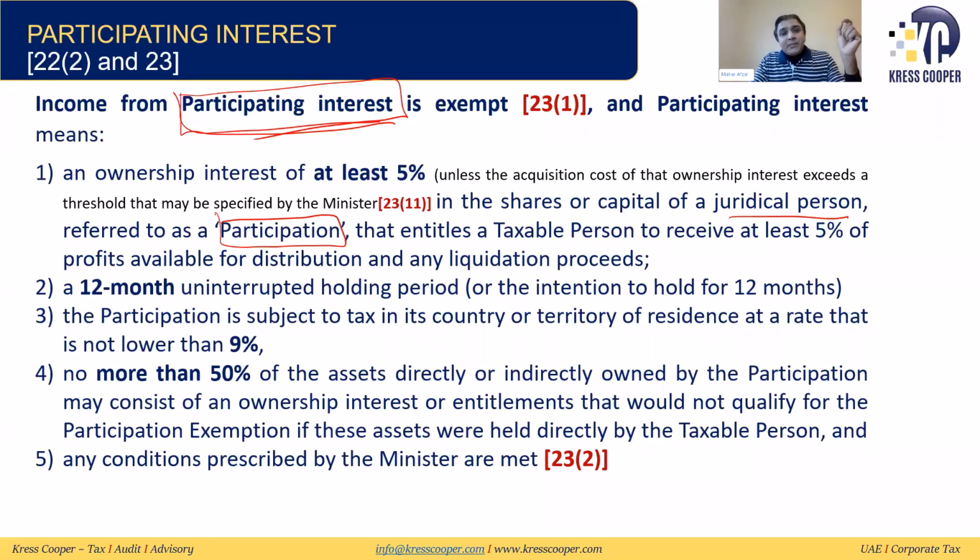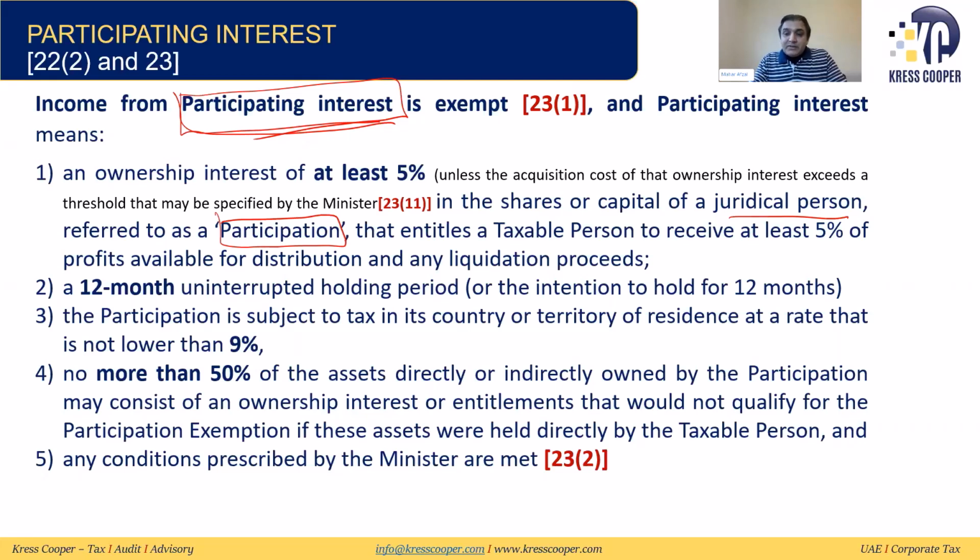Third, the income derived from the jurisdiction against this 5% is subject to at least 9% tax. Then there are the assets behind the participation. No more than 50% of the assets of the participation should be assets that would be exempt if they were held directly by the taxable person. So these are the conditions.